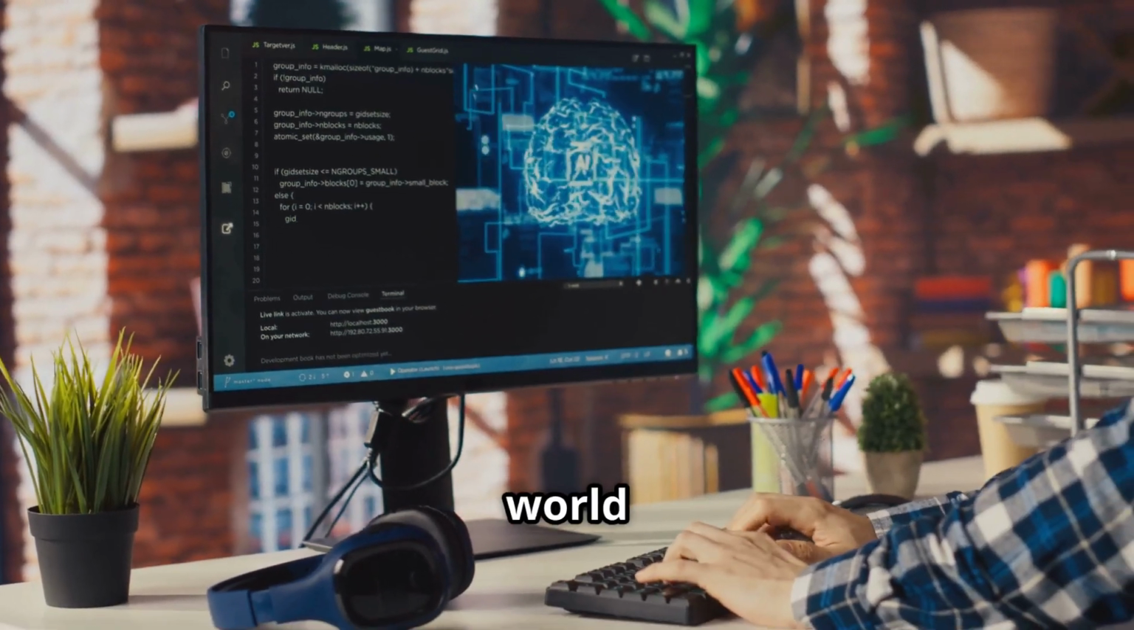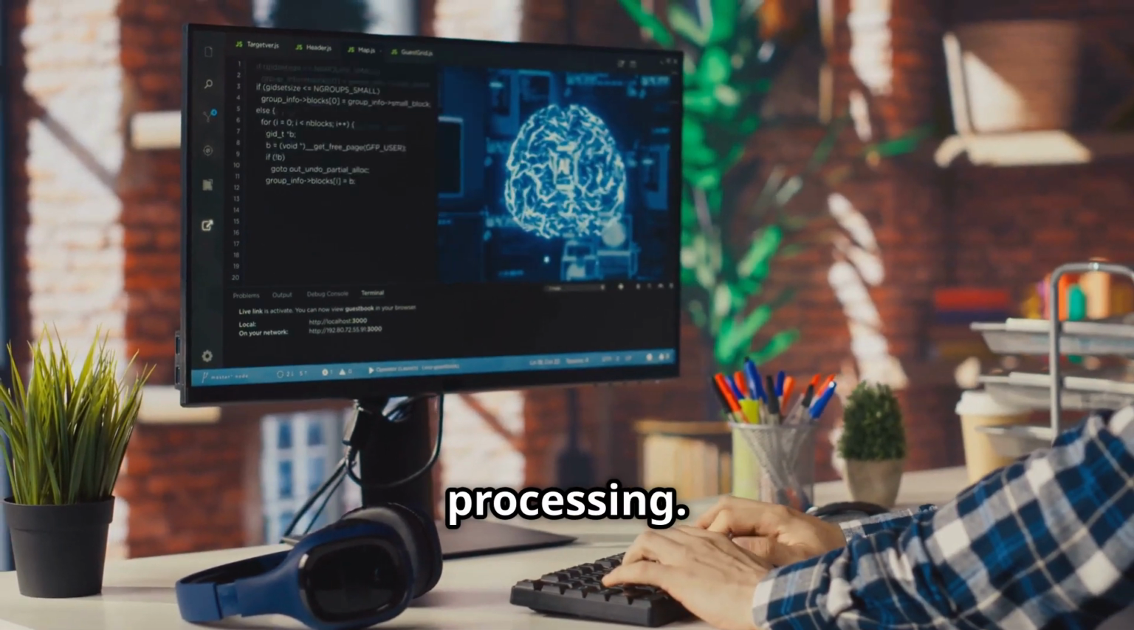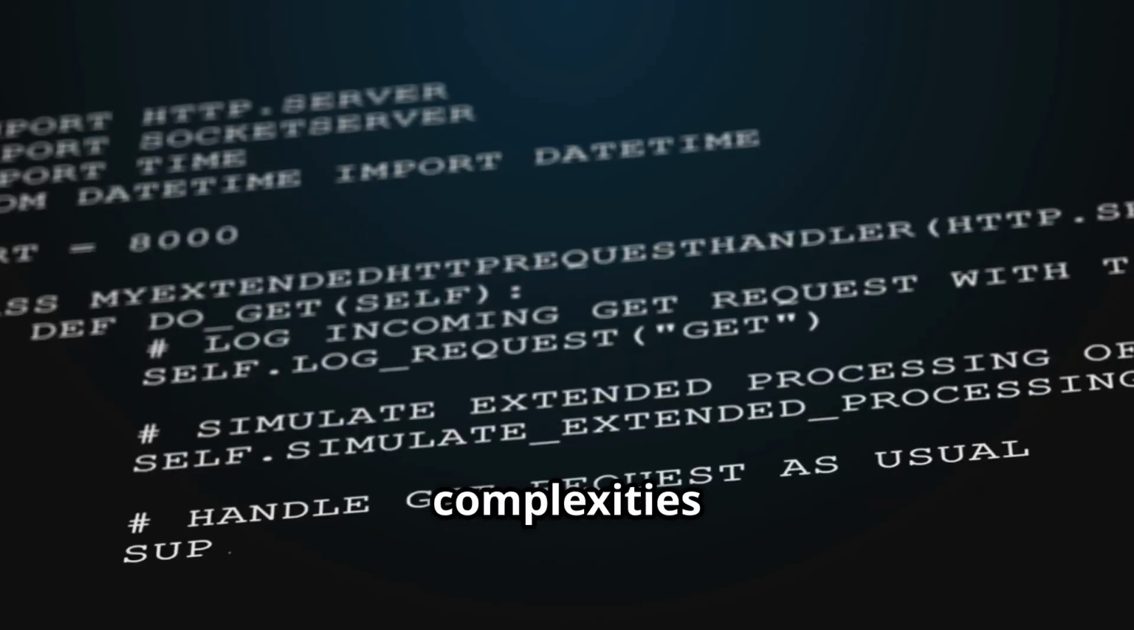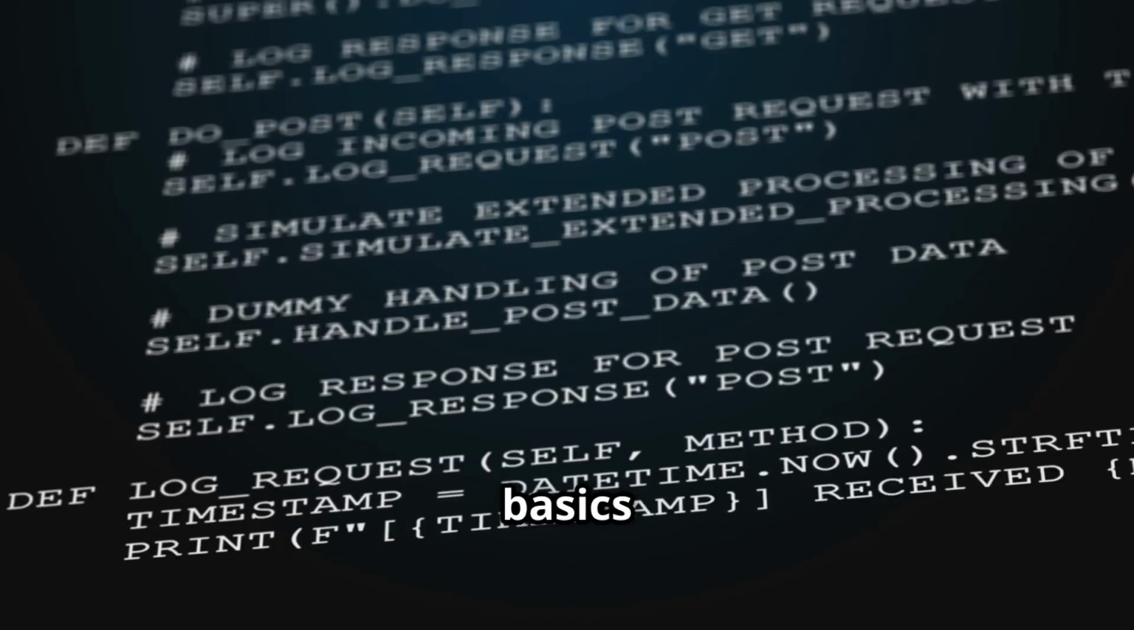Welcome to our journey into the world of machine learning and natural language processing. Before we dive into the complexities of dense embeddings, let's start with the basics.